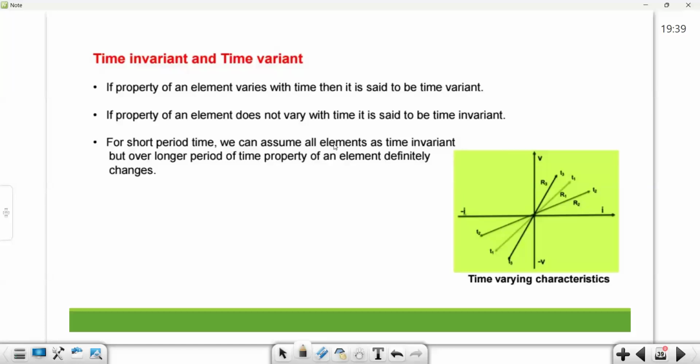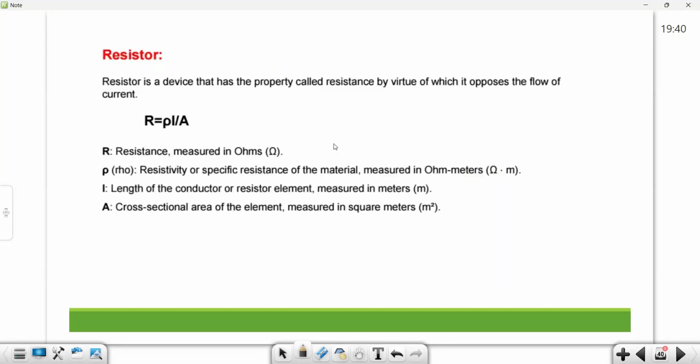Generally in network theory, in electrical circuits, when you are calculating current, voltage, all these things across an element or through the element, at an instant of time, 3 milliseconds, 5 milliseconds, after 10 seconds, after 1 minute, in 1 hour, the property will not change. It will change over a longer period of time. If it is changing, then it is time variant, but generally it will not change in a smaller time period. Over a longer time period only it will change.